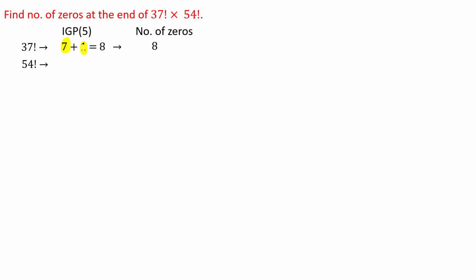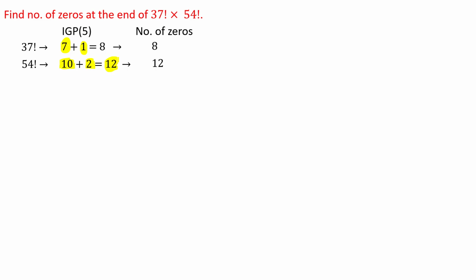Now let's talk about 54 factorial. Let's find the IGP of 5. Divide 54 by 5, the quotient is 10. Now divide 10 by 5, the quotient is 2. Divide 2 by 5, the quotient is 0. So we need to stop here. So in 54 factorial, the IGP of 5 is 12. So the number of zeros at the end of 54 factorial is going to be 12.